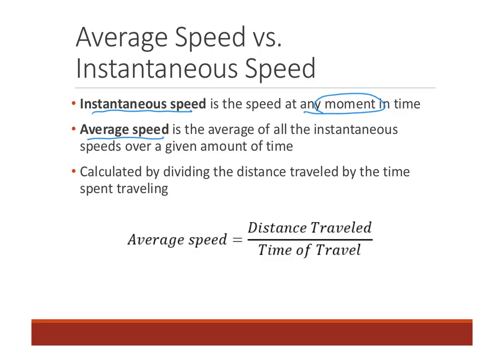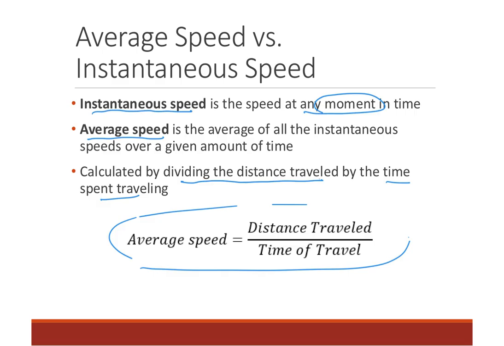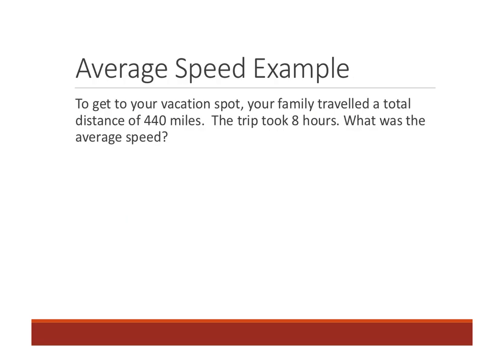And so you can figure out what that average speed is by dividing the total distance traveled by the total time spent traveling. And we will use this average speed calculation on some problems, so you want to get familiar with it, where the distance traveled divided by the time of travel will give you your average speed.